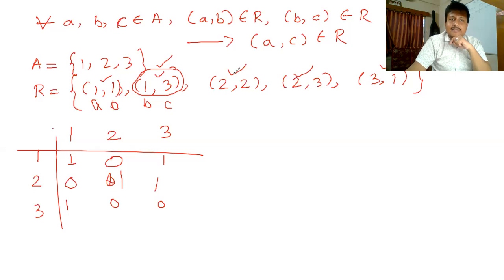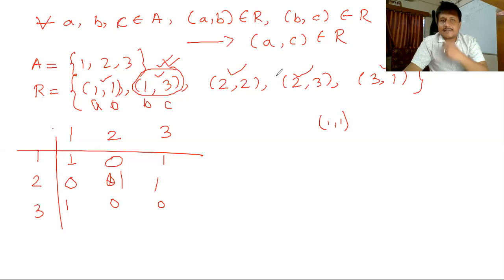So 1, 3 is there, 3, 1 is there, AB is there, BC is there, and what about AC? In this case, if it is AB and this is BC, AC is clearly 1, 1. So you find, yes, 1, 1 is in capital R, isn't it? Next, this shows that this relation is transitive.